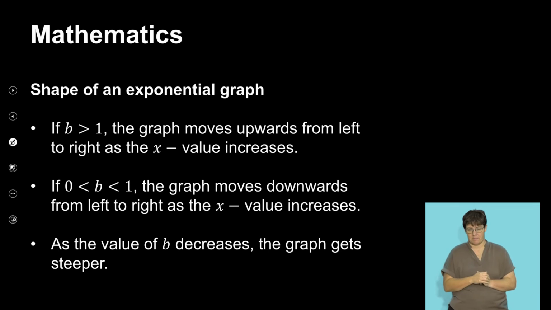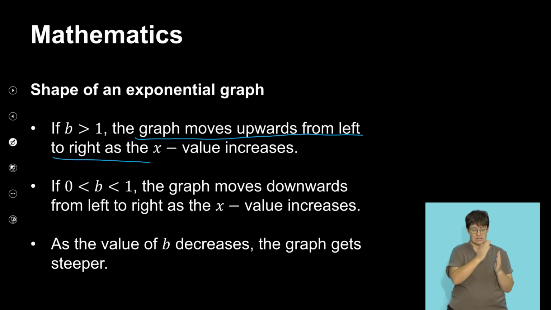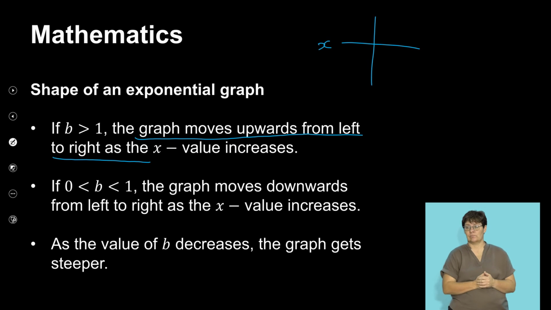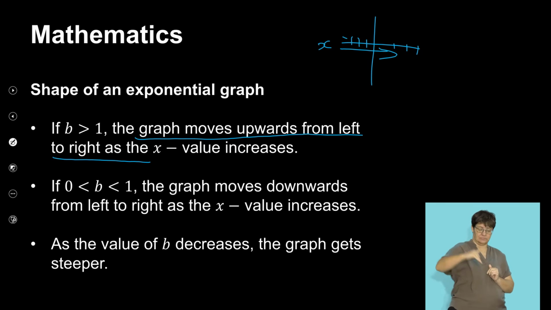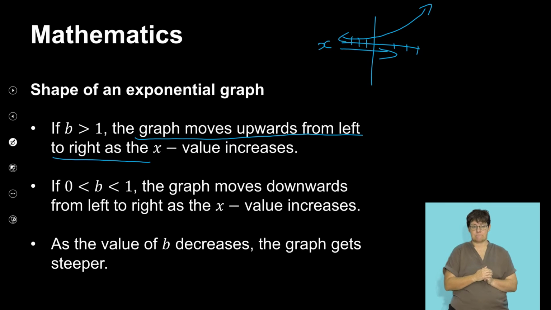Now, to be particular with this, if b is greater than 1, we say that the graph moves upwards from left to right as the x value increases. In simple terms, guys, as you are moving from left to right with the x, you're starting from the negative side and going to the positive side. So clearly the x value is increasing. And this graph we're saying is moving upwards, so it will then be something of that nature like that.